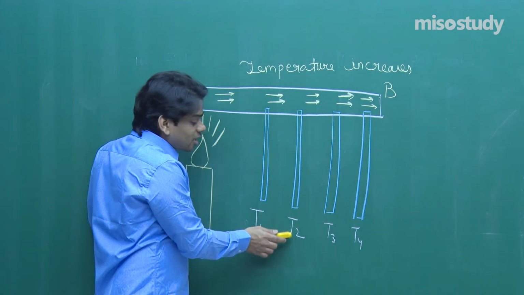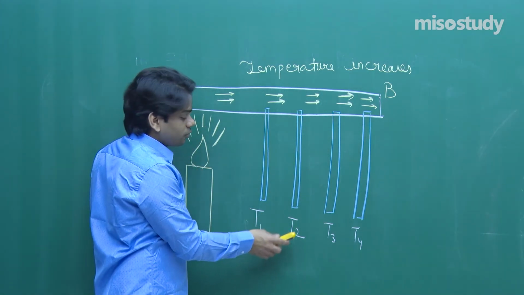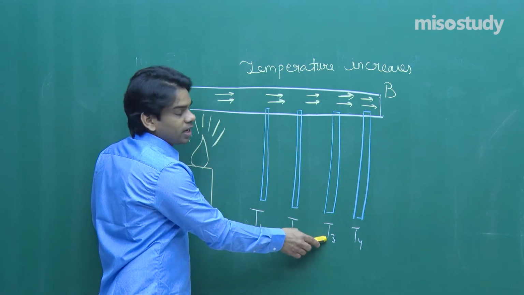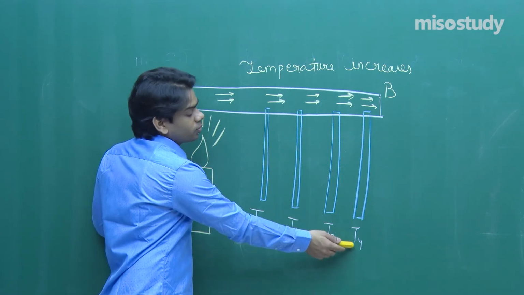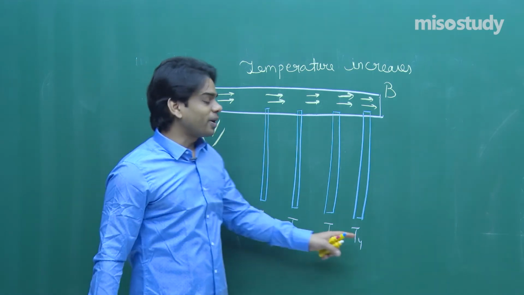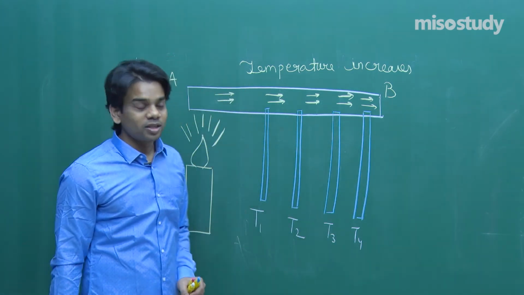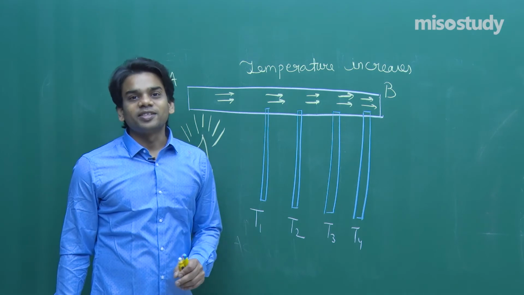Now, this thermometer will show a temperature lesser than T1. This one will be lesser than T2 also, and this one will be the least temperature recorded by this thermometer, that is T4. This is what we are going to observe in this case.